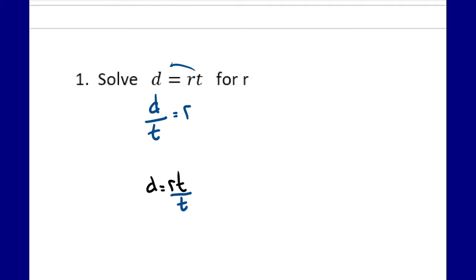If I only did this on the one side, canceled out, and left it as d equals r, that's an entirely different equation. So we can't just do one thing to one side. We have to do the same thing to both sides. If I divide the one side by t, I have to divide the other side by t. The one side will still cancel out, but then I'm left with d over t equals r. So either way we think of it, they still mean the same thing.